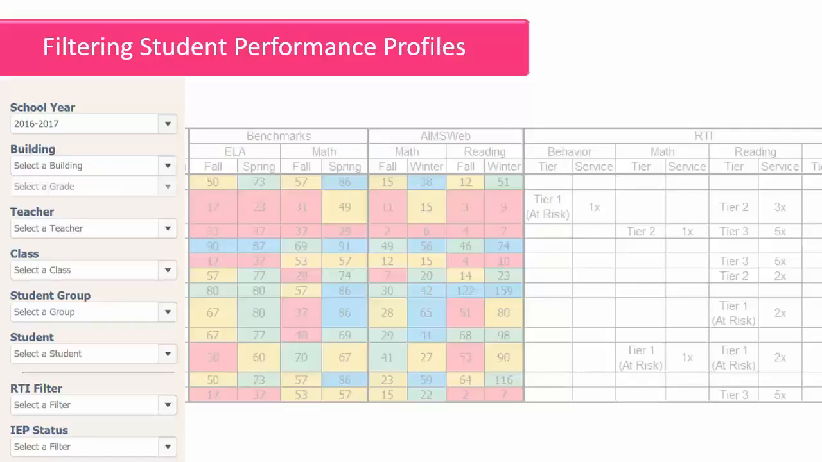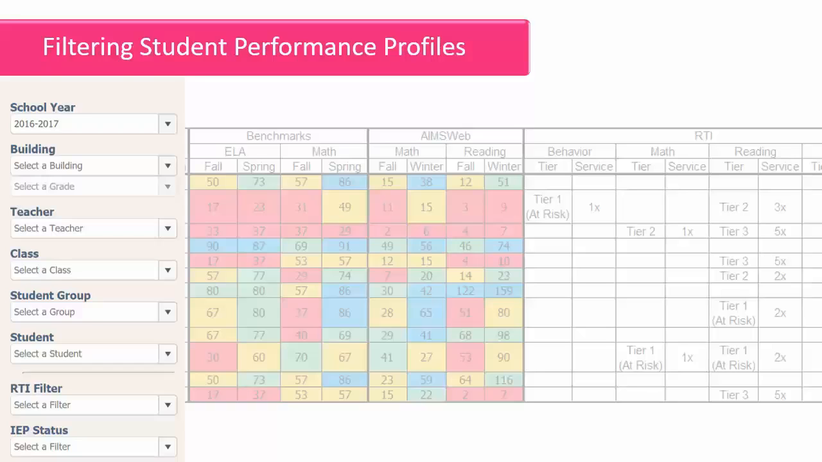The profiles can be filtered on a variety of different criteria, as you can see here. You're going to choose who and what you want to see. So you can filter by school year, by building, teacher, class, and you can also create specific student groups for different tiers of instruction. You can also filter these performance profiles using their RTI tiers and their IEP status.